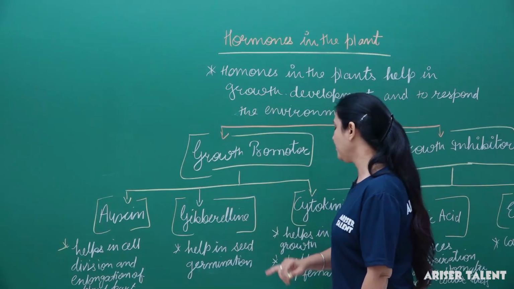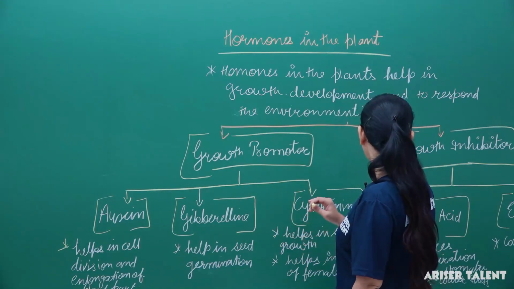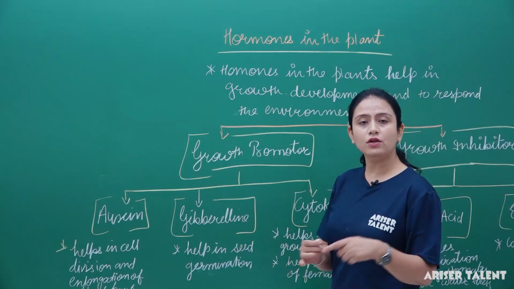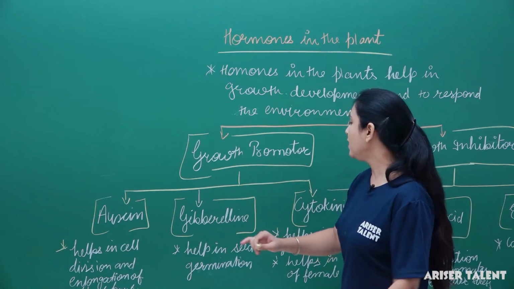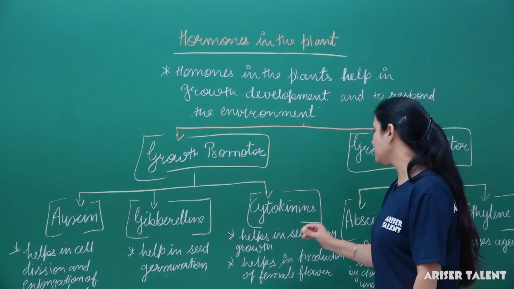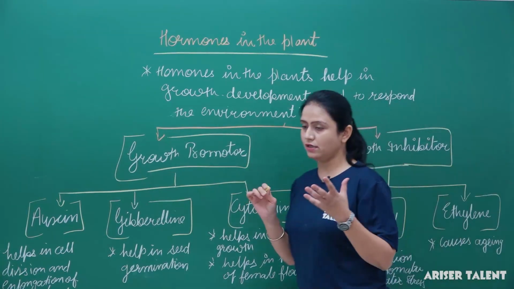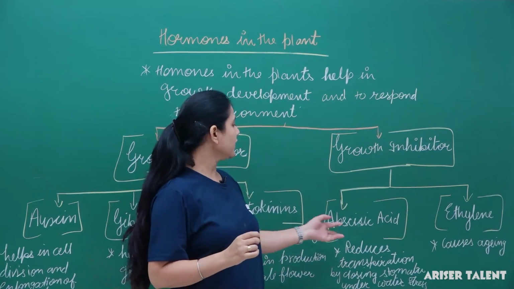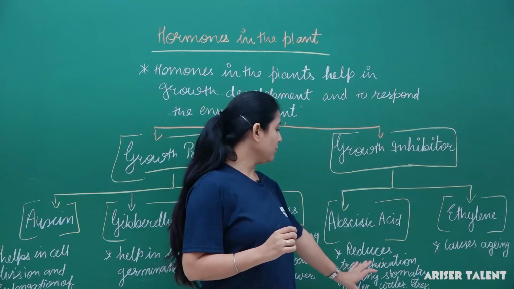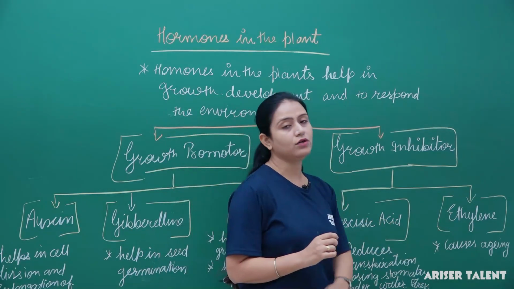They are of three types: auxin, gibberellin and cytokinins. The function of these: auxin helps in the division and elongation of plant part, gibberellin helps in seed germination, cytokinins help in secondary growth. And if we talk about growth inhibitors, means they inhibit the growth, then abscisic acid reduces transpiration from stomata by closing the stomata under water stress, and ethylene causes aging.